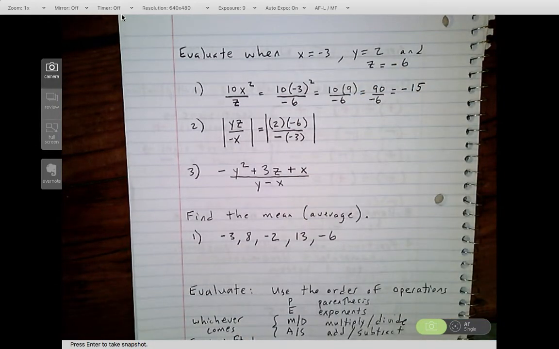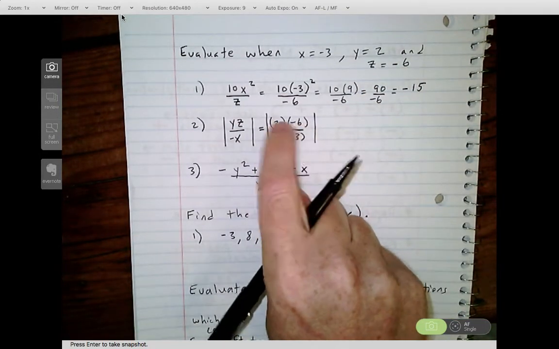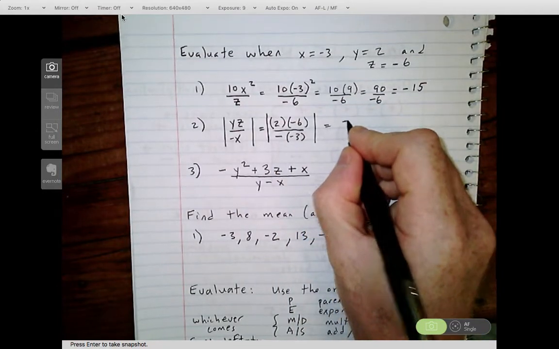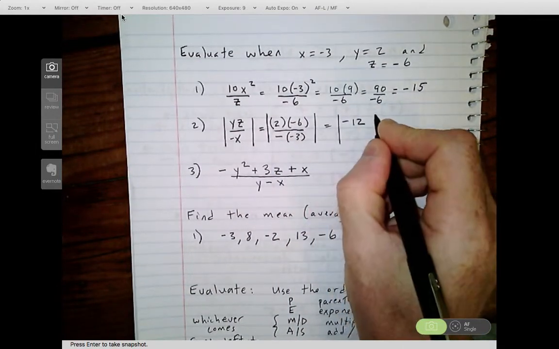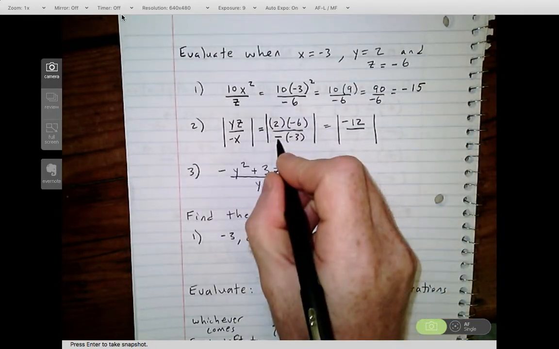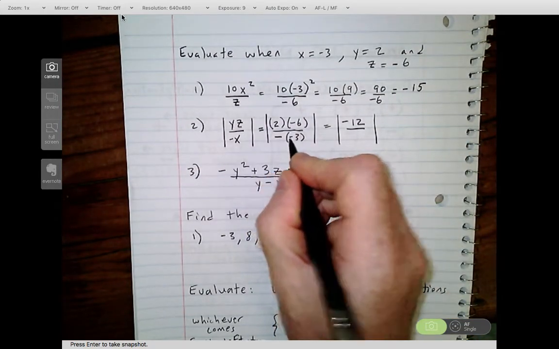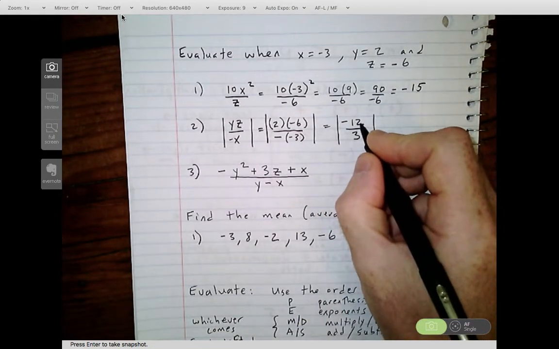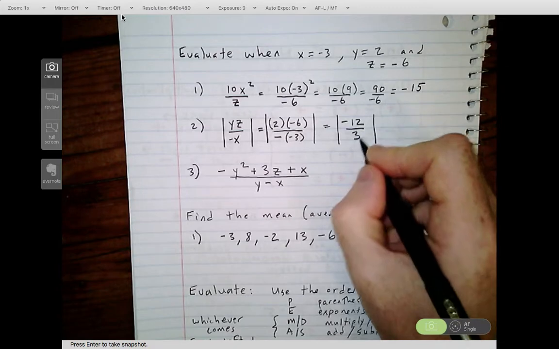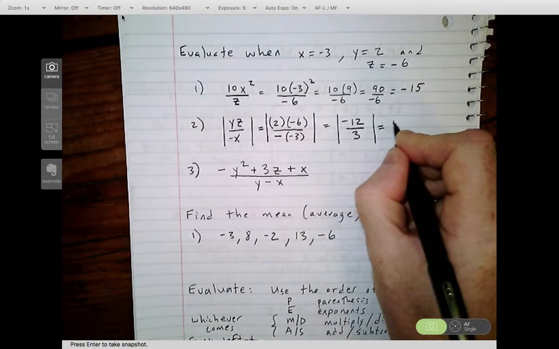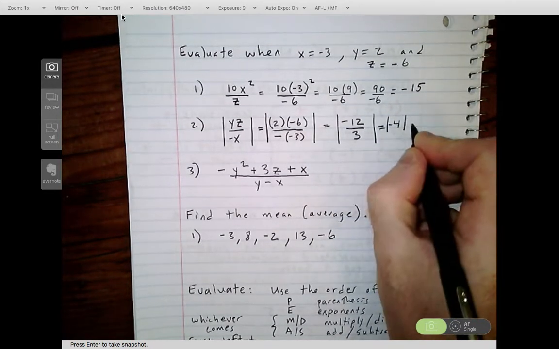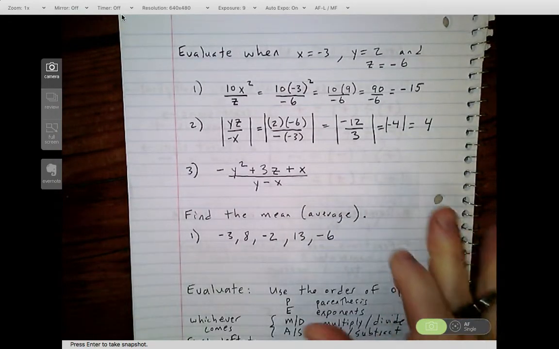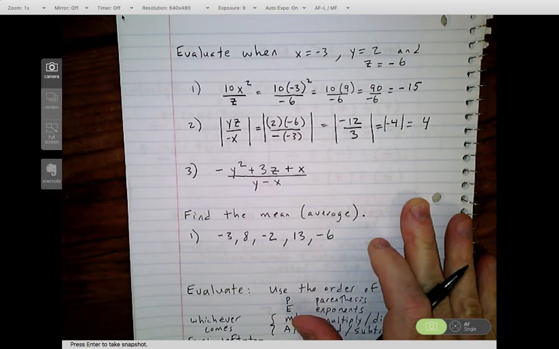Put the absolute value bars back on there. So we'll do the top first. 2 times negative 6 is negative 12. Still in the absolute value bars, over negative 3, or the opposite of negative 3 is 3. Okay, the opposite of, negative 12 divided by 3 is negative 4, and the absolute value of that is positive 4. Okay, so far so good, I hope.